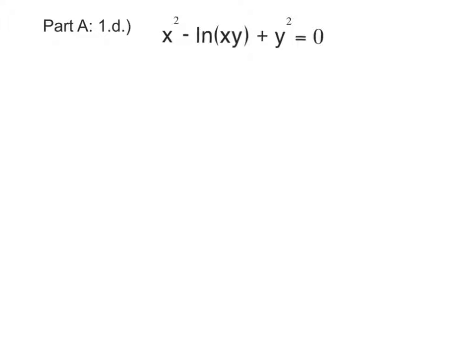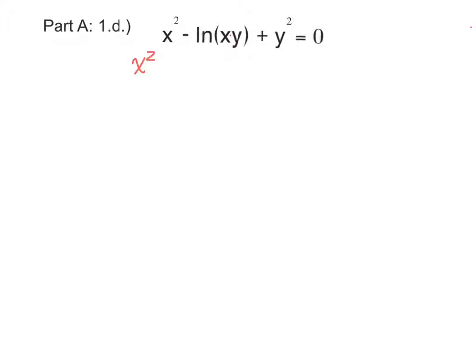This one looks innocent enough, with x squared minus natural log of xy plus y squared. In order to find the derivative of this, one thing I noticed is we have this product inside of a natural log. So this term in particular is going to be fairly difficult. We could do a little algebra maybe to rearrange this before we even get started.